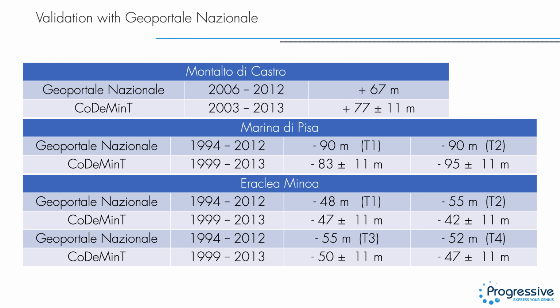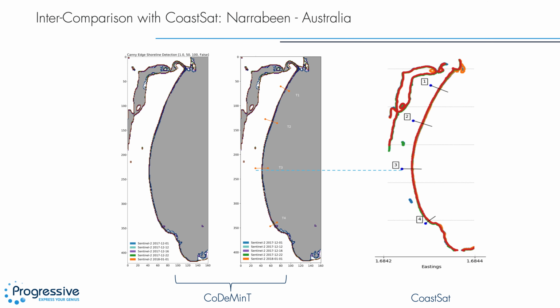We also tried to compare CoDeMinT against other similar tools based on satellite images, such as CoastSat. CoastSat, the main difference with CoDeMinT is that it uses a border segmentation and image classification technique, and this requires some training and is dependent on the type of coast, whereas CoDeMinT is completely independent of the type of coast, and actually once the image is binarized, it doesn't even depend on the type of input data.